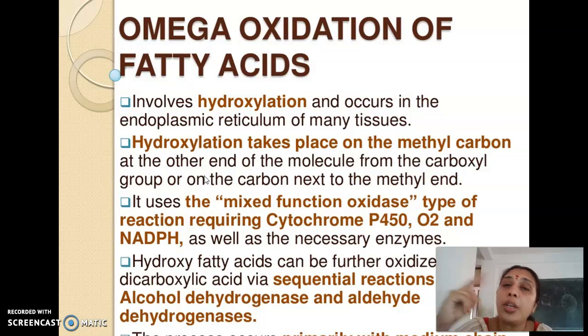Clear. It is onto two different substrates. The oxygen molecule will be splitting up into two oxygen atoms, and the two oxygen atoms get added onto two different substrates. Such an enzyme is known as mixed function oxidase.